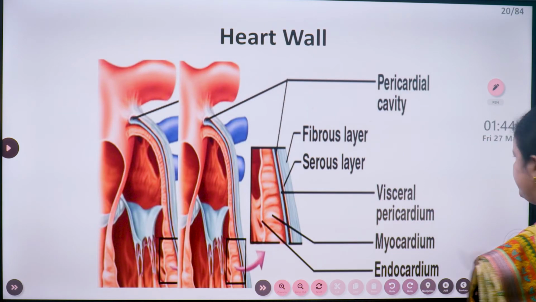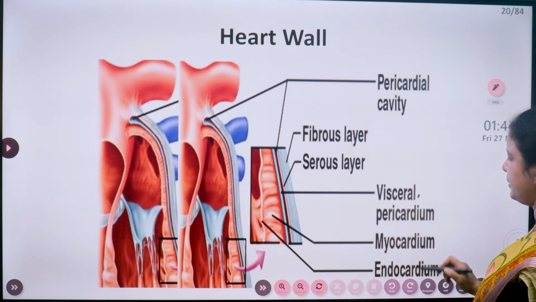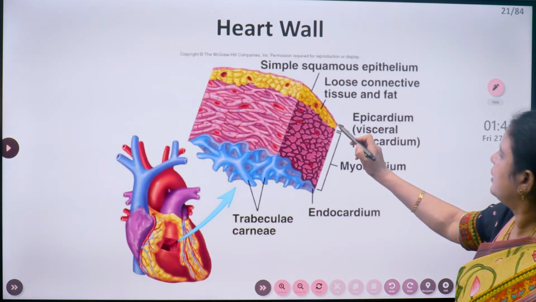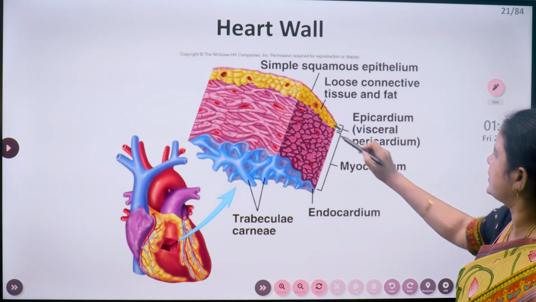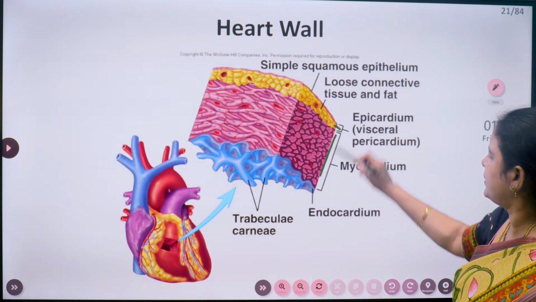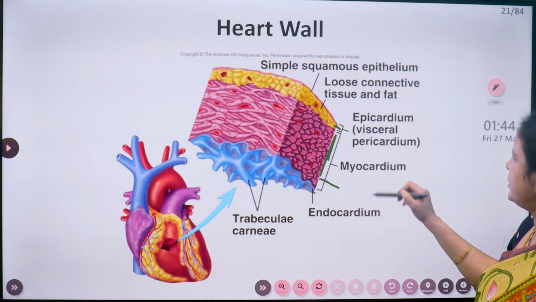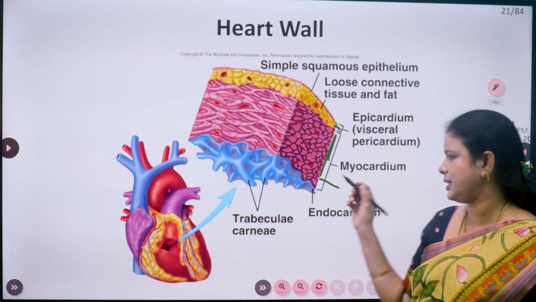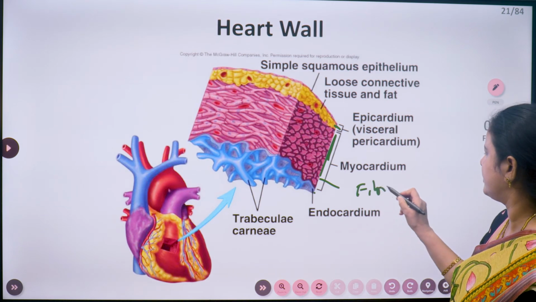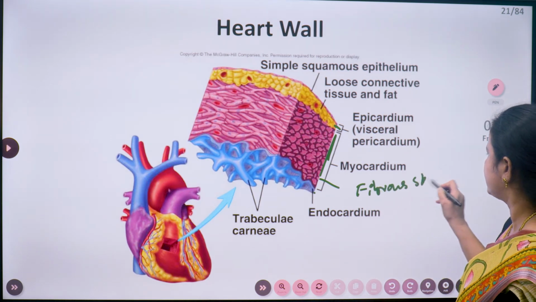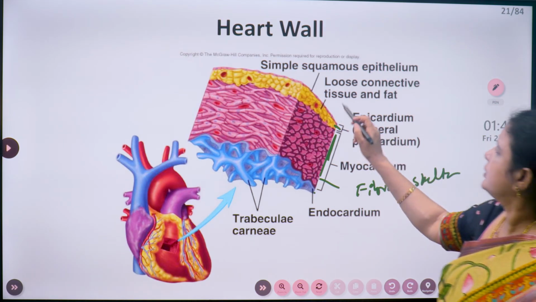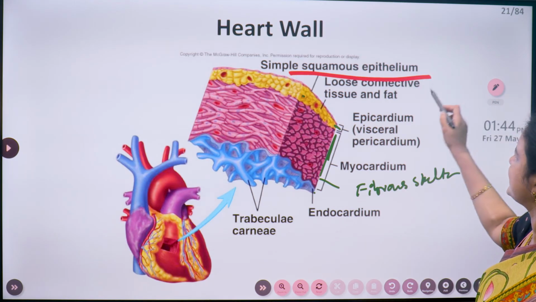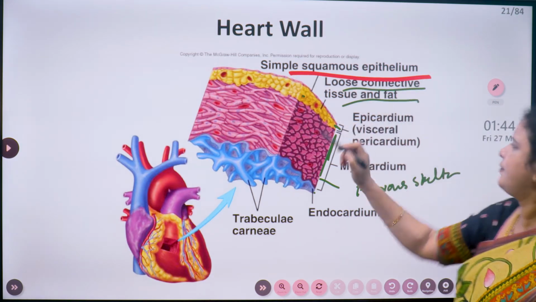So the heart wall: visceral pericardium, myocardium, endocardium and fibrous skeleton. The visceral layer is the epicardium, then myocardium, then endocardium. Between the myocardium and endocardium we have a crisscross tissue that is called the fibrous skeleton. This epicardium is made up of simple squamous epithelium, loose connective tissue and fat.